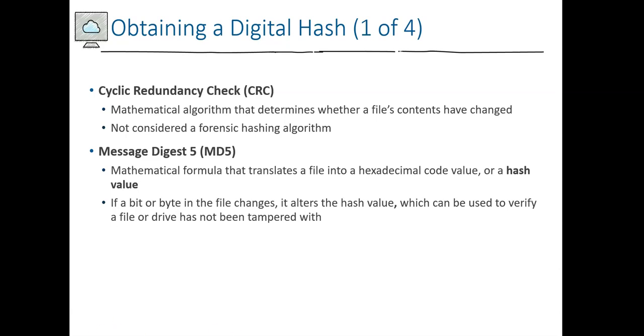Cyclic redundancy check (CRC) is a mathematical algorithm that determines whether the file content has changed or not. So this is also one of the techniques about the digital hash. Digital hash means digital signature, so we call it hash. The function that creates it we call a hash function. This is called CRC, message digest 5, which is MD5, and it is a mathematical formula that outputs hexadecimal.